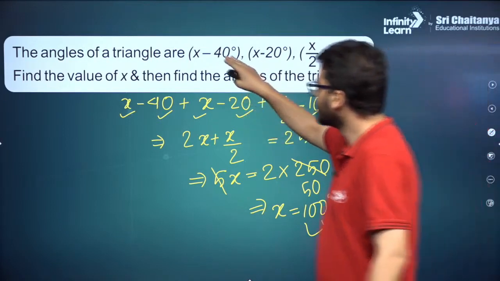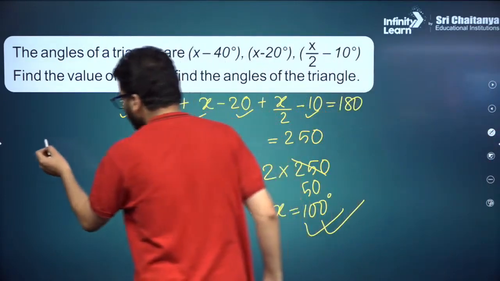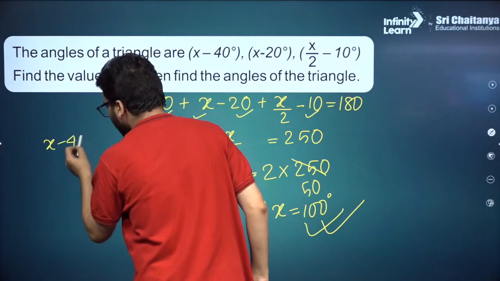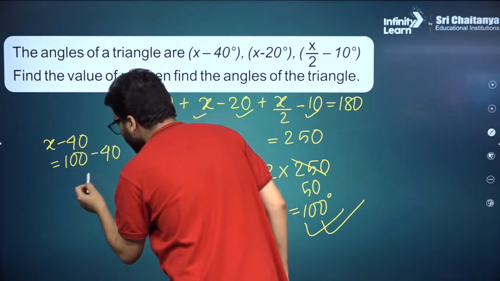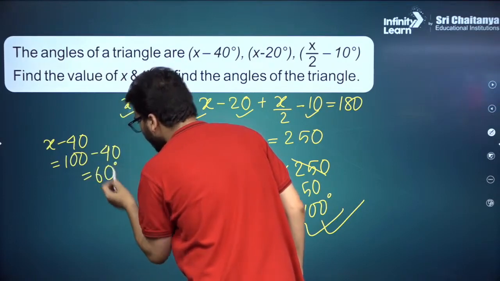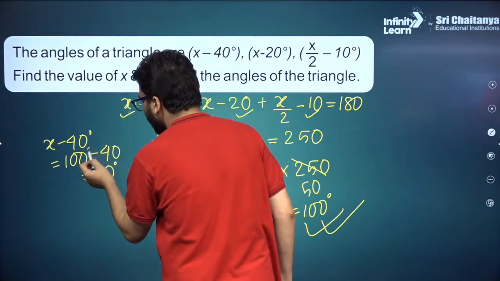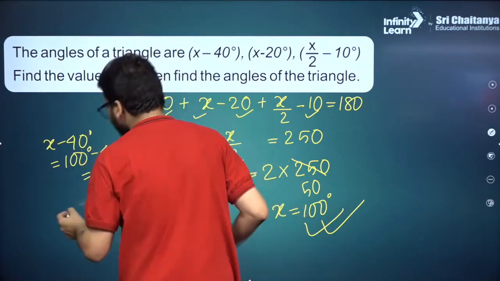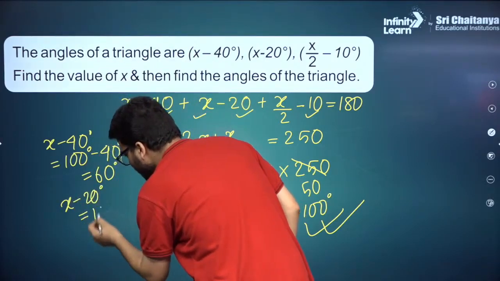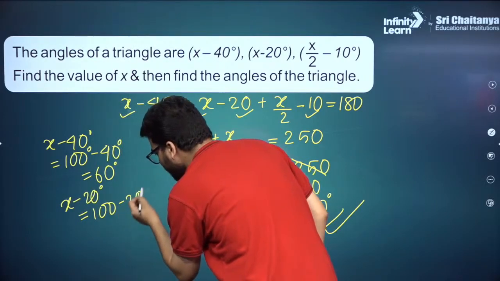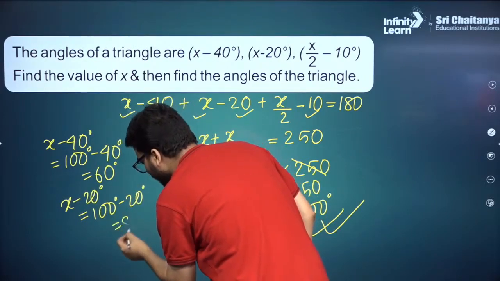It is very simple. One angle is x minus 40 over here. If you take x to be 100, it will be 100 minus 40, so that is equal to 60 degrees. Now what about the other angle over here? The next angle is x minus 20, correct? That is 100 minus 20 degrees, and that is equal to 80 degrees.